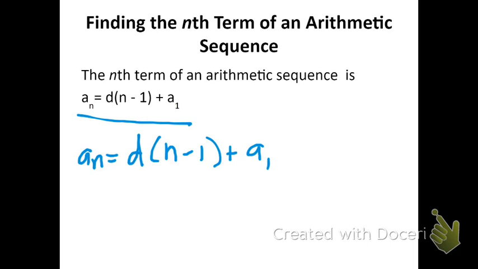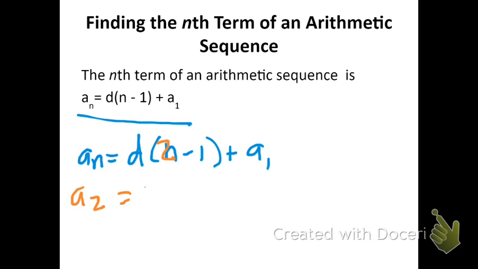Let's just plug in 1 first. On the first term, n is 1. Well then, this would equal 0 times d plus a sub 1, which is equal to a sub 1. Let's say we want a sub 2. Well, we'd plug 2 in here, so it'd be 2 minus 1 times d, which is d, plus a sub 1. So the first term plus the common difference is the second term.